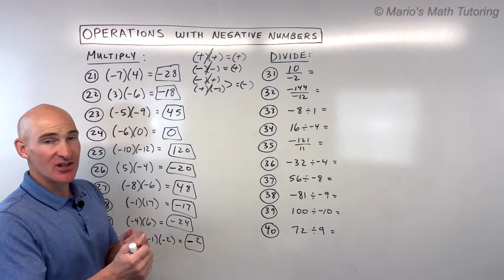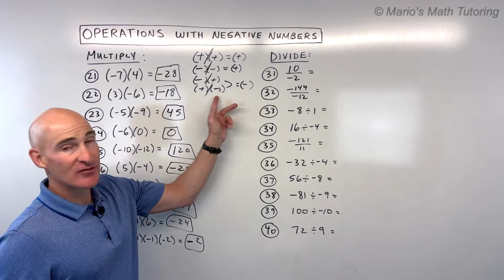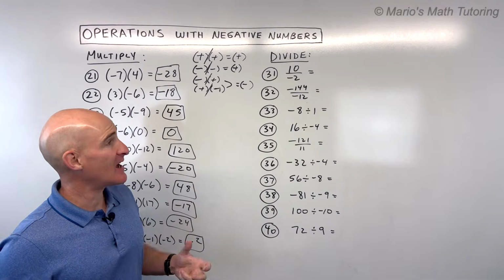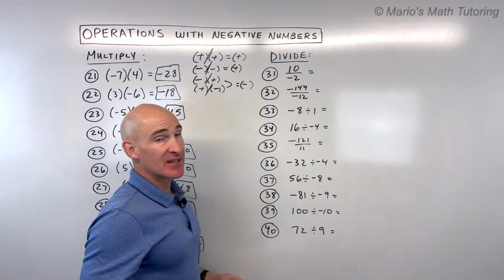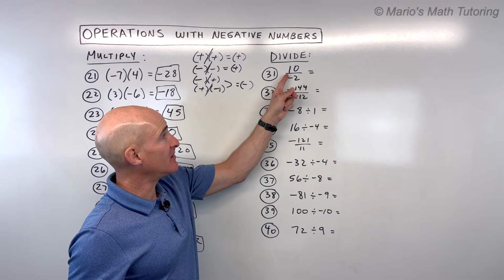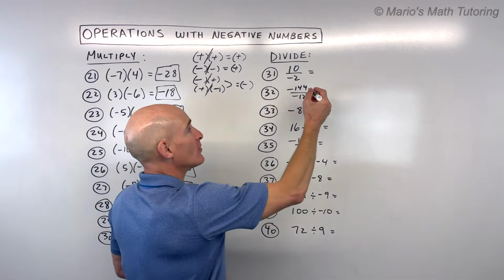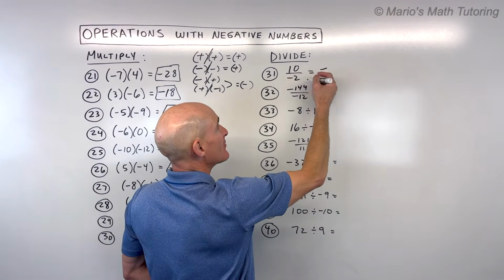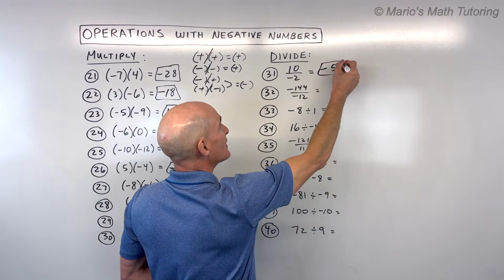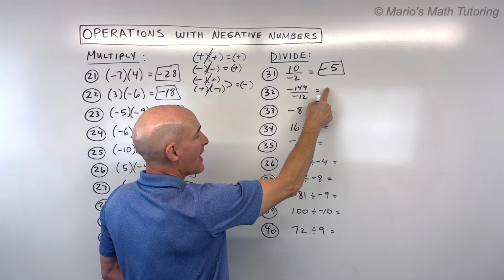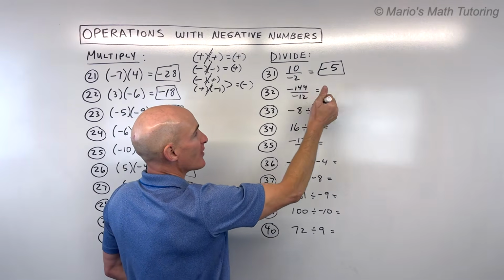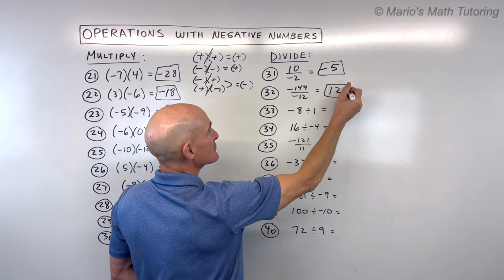All right, so switching gears to division. Now remember, same rules for division as multiplication, so it makes it easy, not a lot to remember. When you see this fraction bar, that really is like a division sign. So this means 10 divided by negative 2. Positive divided by negative is a negative. 10 divided by 2 is 5, so we get a negative 5. For 32, a negative divided by negative is a positive. 144 divided by 12 is 12, so positive 12.